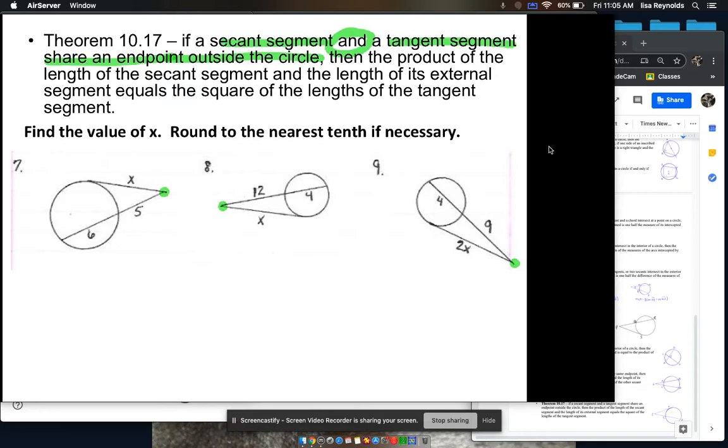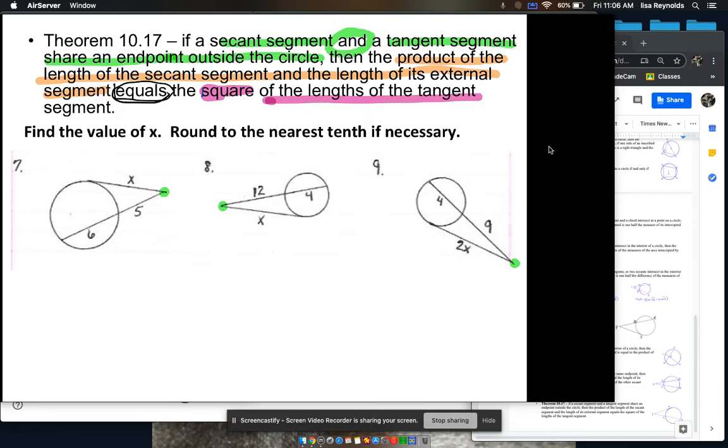So for the secant segment, we do the same thing we did in the previous, the product of the length of the secant segment and the length of its external portion. And this will equal our tangent portion, where we have to square the length of the tangent.